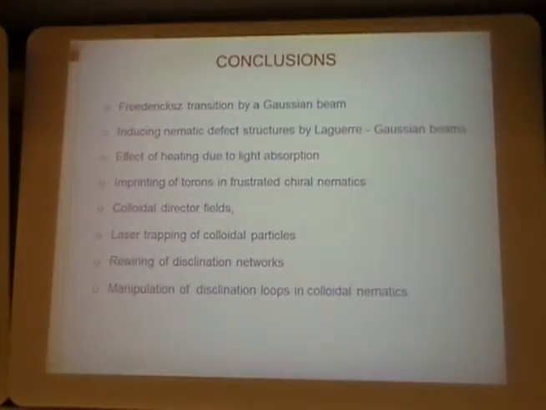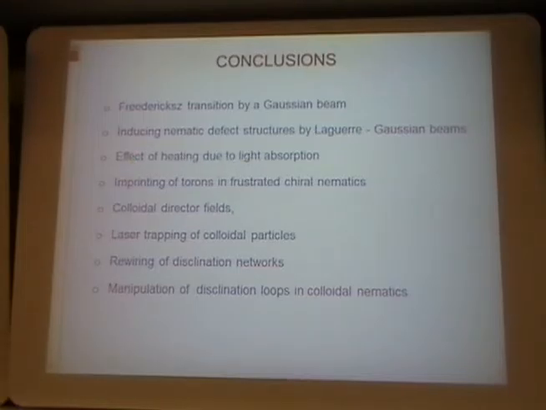Now I would like to summarize what I showed or tried to show. The first example was this simple Freedericksz transition by a Gaussian beam. Then, instead of a Gaussian beam, using more complex beams, which have complicated profiles, to induce particular ordering in the nematic. We have seen that this is a transient phenomenon. It disappears when you remove the field.